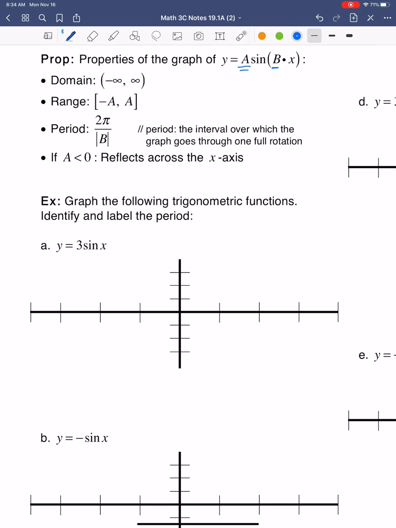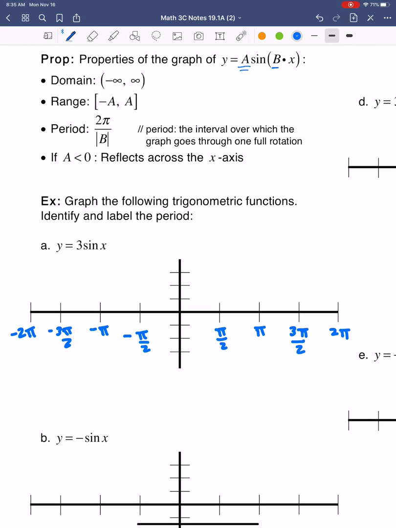Okay, so I'm going to go ahead and label my pieces again. Remember, it's pi over 2, and then pi, 3 pi over 2, and then 2 pi. Okay, and same thing in the opposite direction, right? Negative pi over 2, negative pi, negative 3 pi over 2, and negative 2 pi.